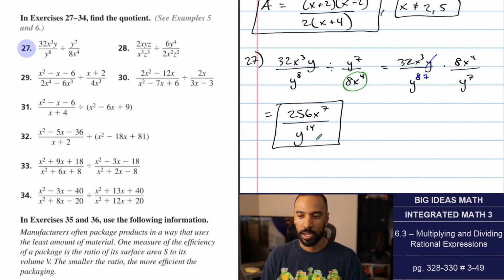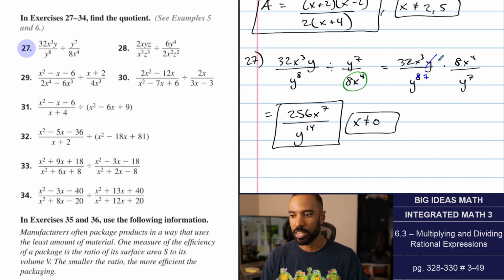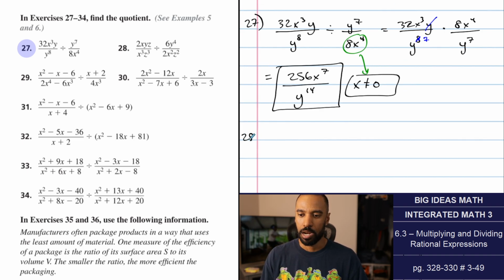Now notice there are no x's on bottom. Therefore, we do have to account for this thing that couldn't have been. X cannot equal 0. Not for anything that existed ultimately after the reciprocal. It's from the beginning. X can't equal 0. No x's on bottom now. We must mention it by the end. Number 28.